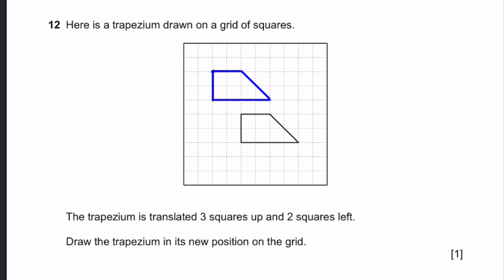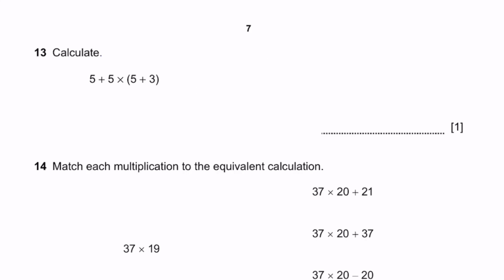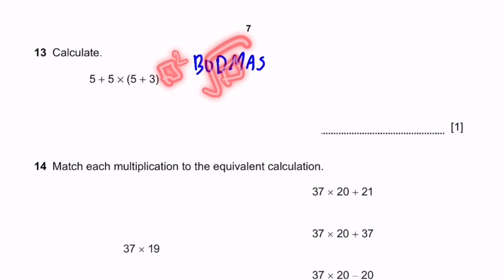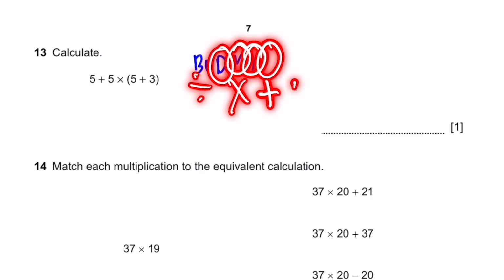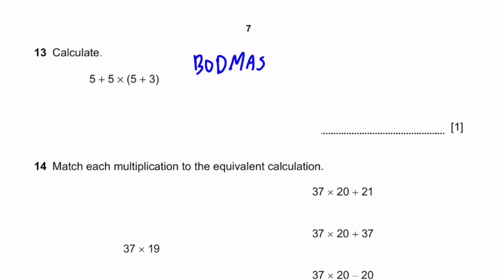That's the answer. Question 13. Calculate 5 plus 5 into 5 plus 3. So if you know the rule called BODMAS, which means brackets, orders, which is exponents like squares and square roots and things like that, division, multiplication, addition, and S is subtraction.